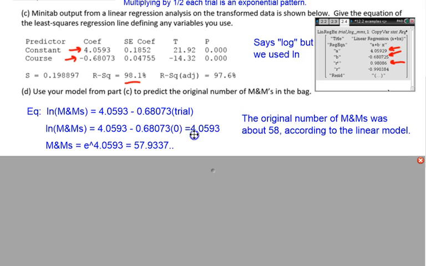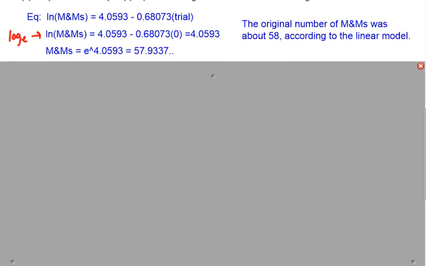Well, this y-intercept, though, is the natural log of the M&Ms, not the actual number of M&Ms. To find the actual number of M&Ms, I have to remember that natural log is log base e. So I have to take e to this exponent in order to find the actual number of M&Ms, which was about 58. So when you're dealing with natural log, you have to take e raised to the exponent here in order to get back to the original data values.